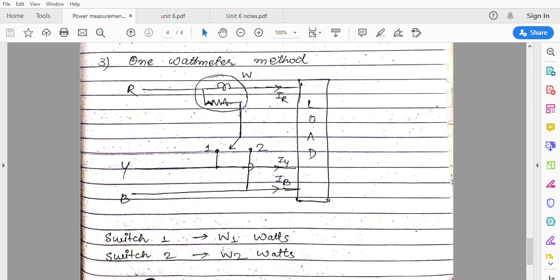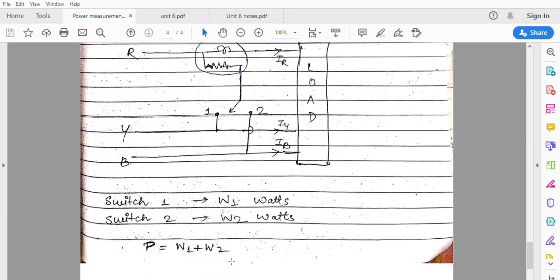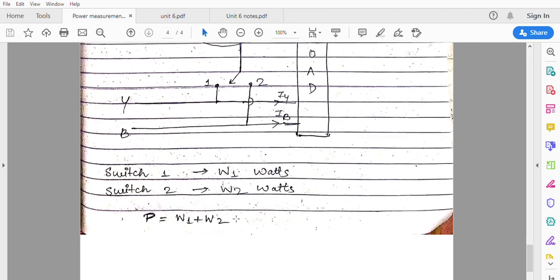Two times we need to take the readings of this wattmeter. First we connect it to switch 1. Then it is going to measure the current through this line, and it is going to measure the voltage VRY, this line voltage. So the first reading will be, suppose, W1 watts. Now after that we move the switch to point 2. So it will be measuring the power in which the line voltage will be VRB. Suppose with switch 2 the wattmeter reading is W2 watts. So again the power will be equal to W1 plus W2. So this is how power measurement can be done.